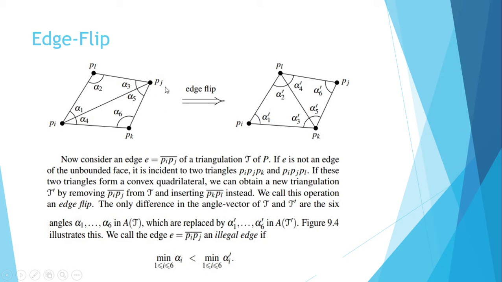And why do we need this edge flip? There is a purpose for this. If the minimum angle of this is less than the minimum angle of this, it means that the edge pi pj is illegal. That we are seeing in the next slide.